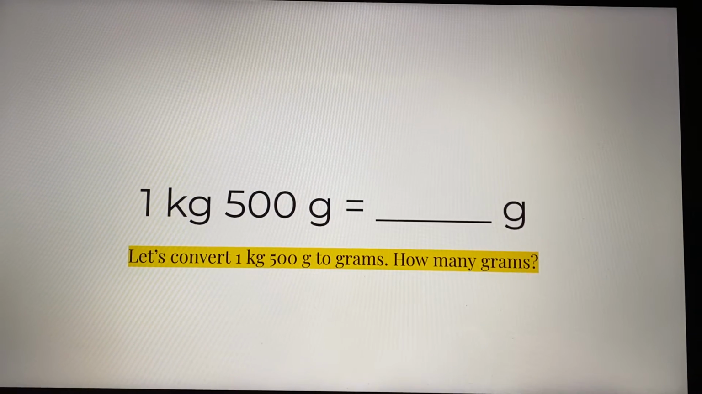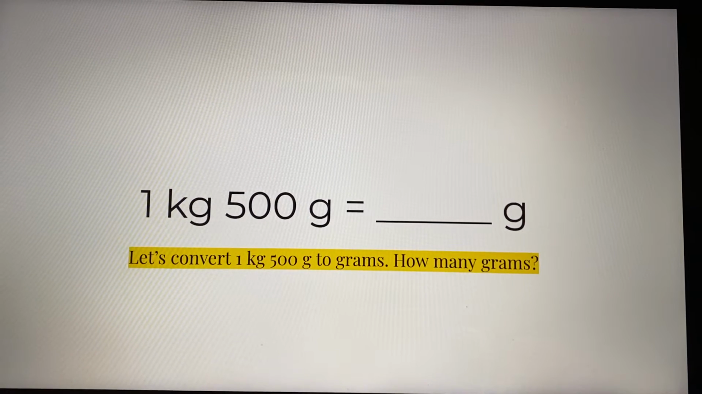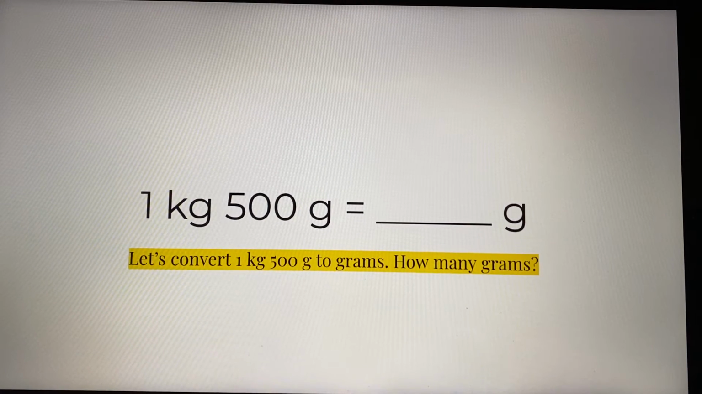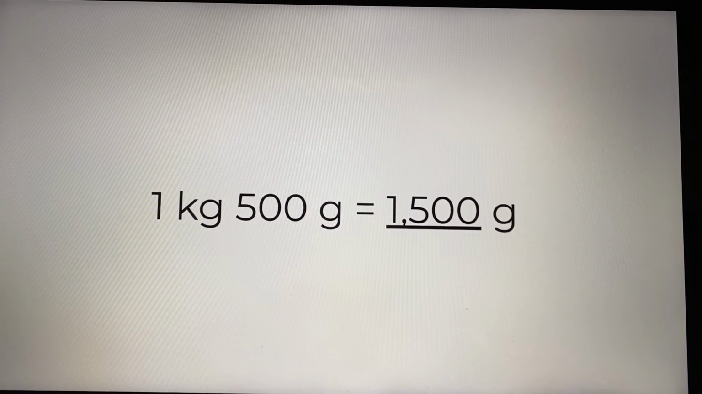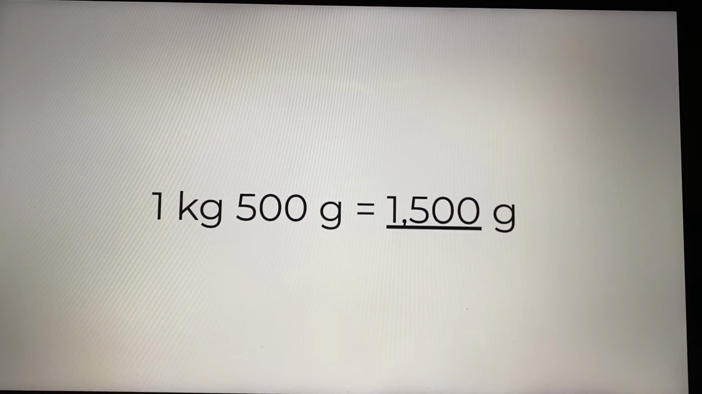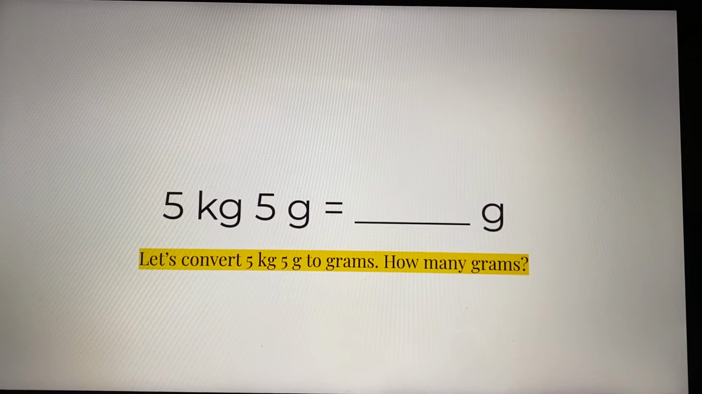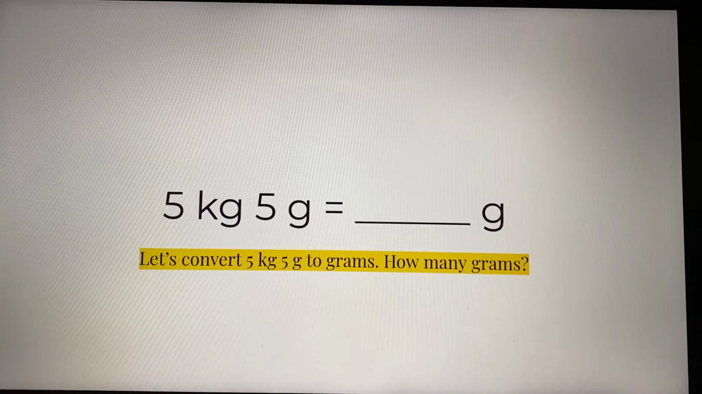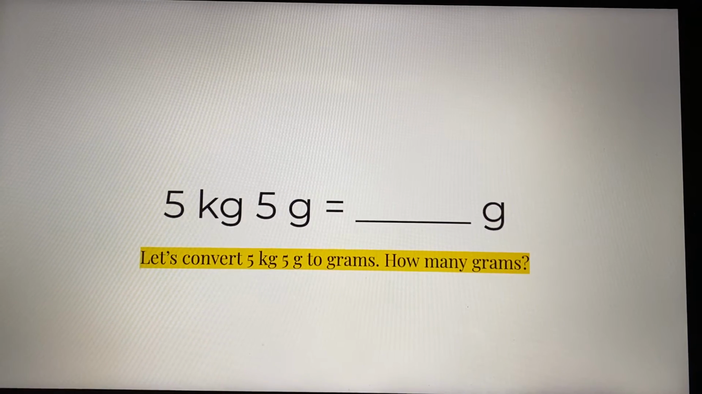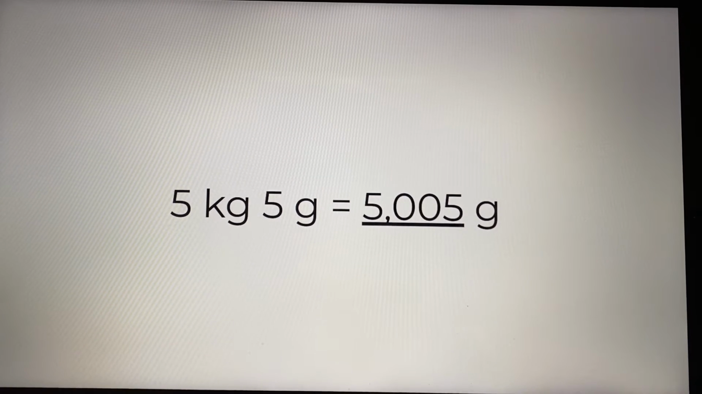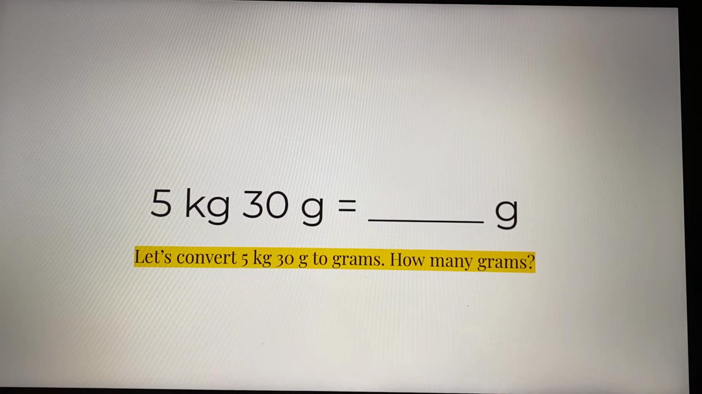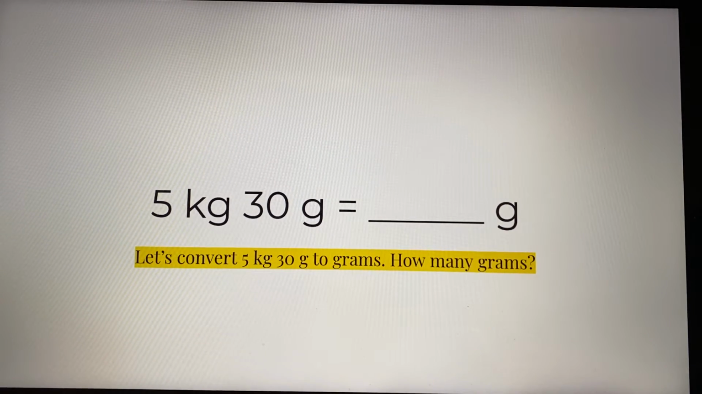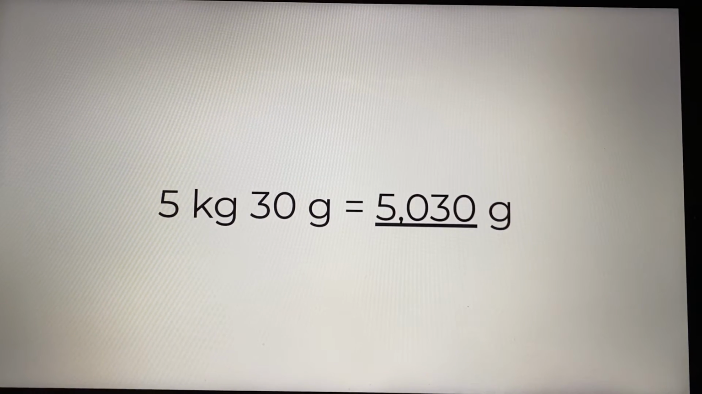First thing you have to do is take 1 kilogram and change it to 1,000 grams. And when you do that, 1,500 grams. 5 kilograms, 5 grams. How many grams? 5,005 grams. 5 kilograms, 30 grams. 5,030 grams.